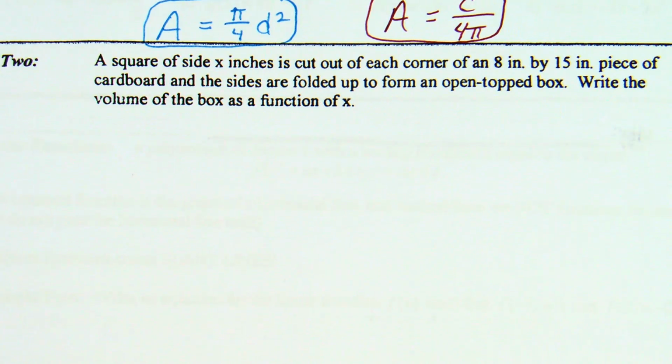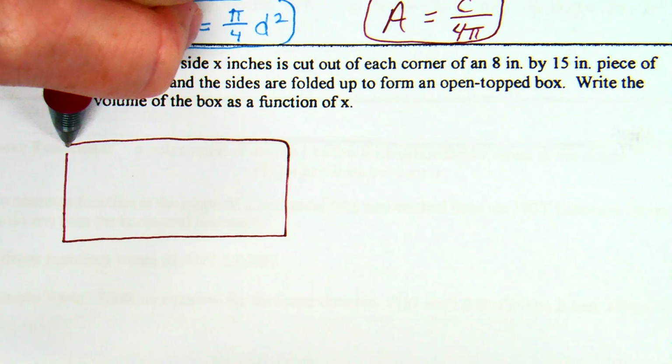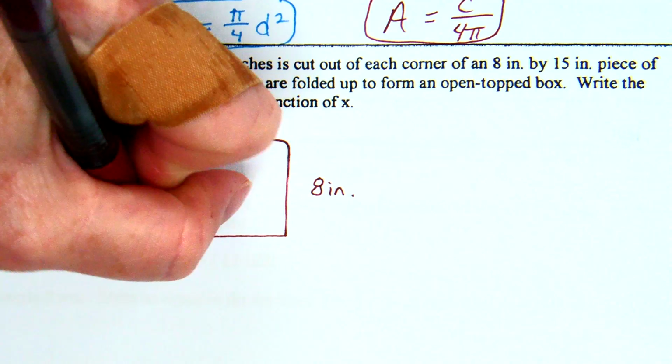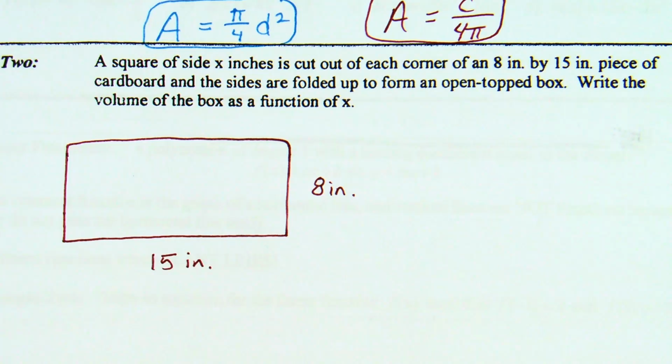Not a square. I'm going to draw my rectangular 8 by 15-inch piece of cardboard. Okay, so there's my rectangular piece of cardboard. I know it is 8 inches by 15 inches long. And then what's done to this 8-inch by 15-inch piece of cardboard?